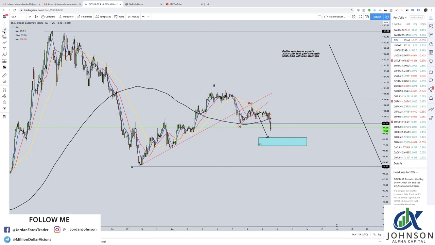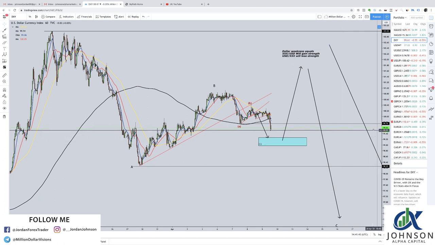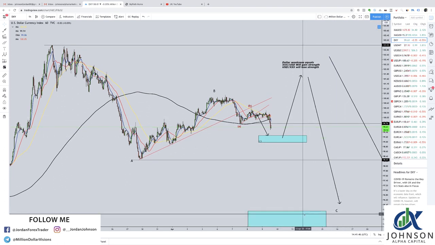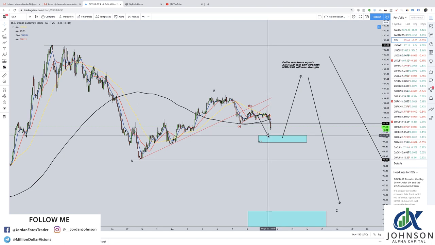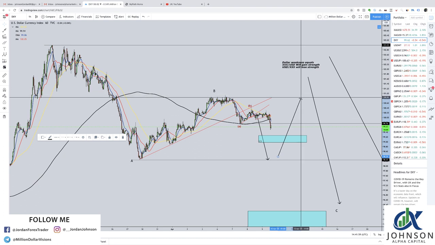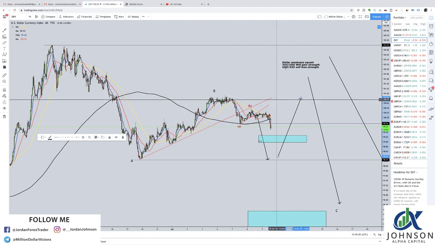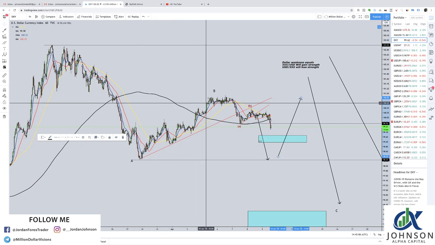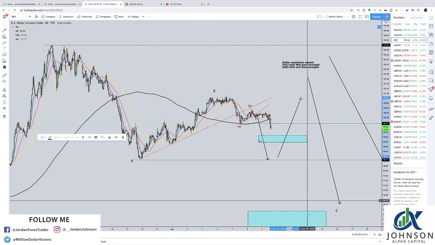So now what is going to happen? Two things. Either we come back to this blue box, as you see here, and come back up to make a bigger corrective structure, then come back down towards my overall blue box where I think the dollar index is ultimately going to end up. Or we come down lower, retest these lows here, come back up to retest these highs, and then, instead of forming a zigzag correction, we form a flat, which would be an A, B, C, then go lower.